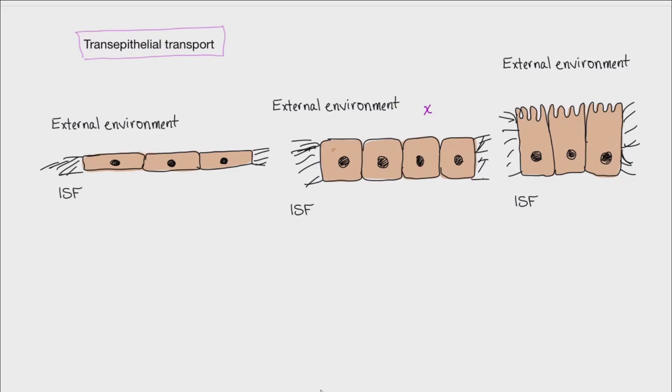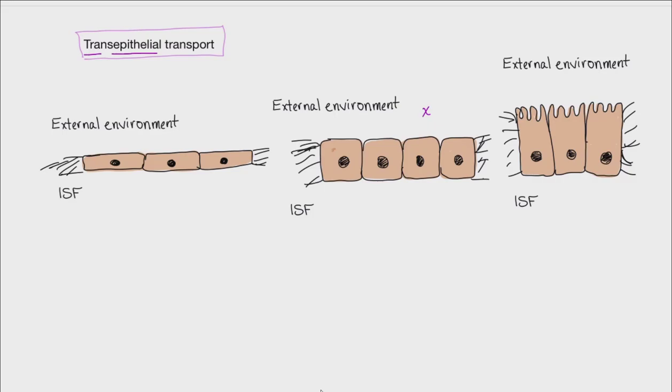Now, notice that if I'm going to move something across a layer of cells, I actually have to move it across two membranes, like so. Any type of transport that occurs across a layer of cells, and that layer of cells is epithelial tissue, is referred to as transepithelial transport. So transepithelial means across epithelial tissue, and it's a type of transport.